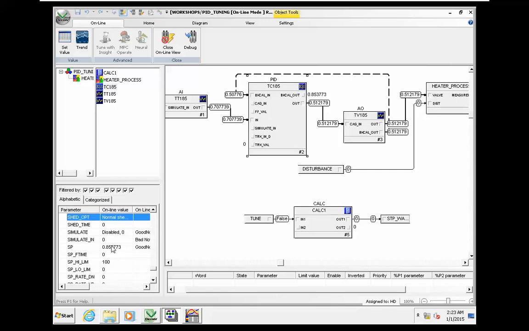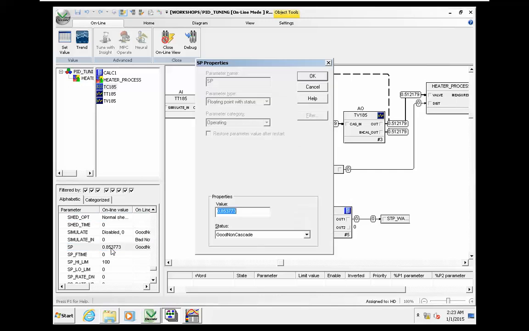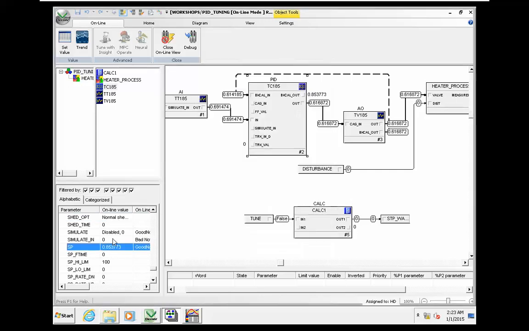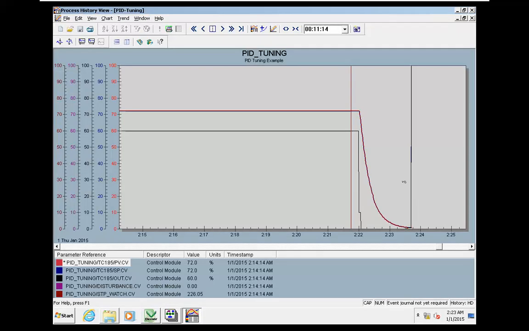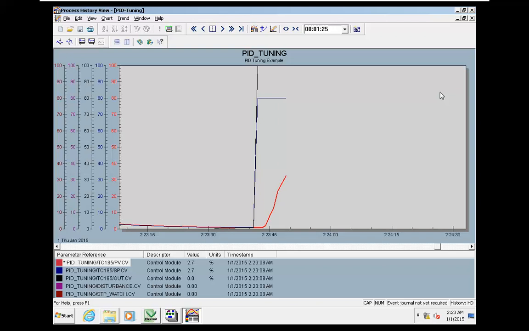And the set point, we should search for set point, and we change it to 80. So we have a very big jump in the set value. The black curve is the action and control valve, and this is the process value. So we can see the response. Let me select the action and control valve. You can see the control valve is closing and the process value is reaching the set point.